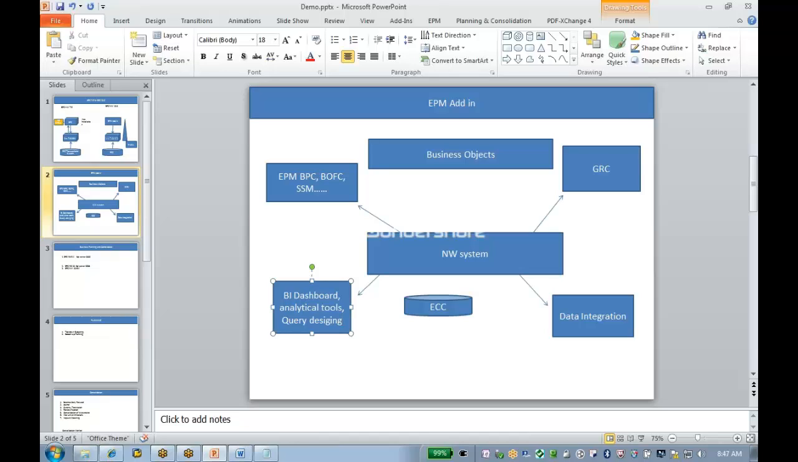So basically BI will have BO plus BW. Why am I saying BO? Again, I am wrong if I use the word BO here, because BO means all of these, 1, 2, 3, 4. BI will have dashboarding tools, analytical tools, query designing tools. That means Xcelsius, Voyager, Web Intelligence, Crystal, and BW related query designing. These are part of BI.